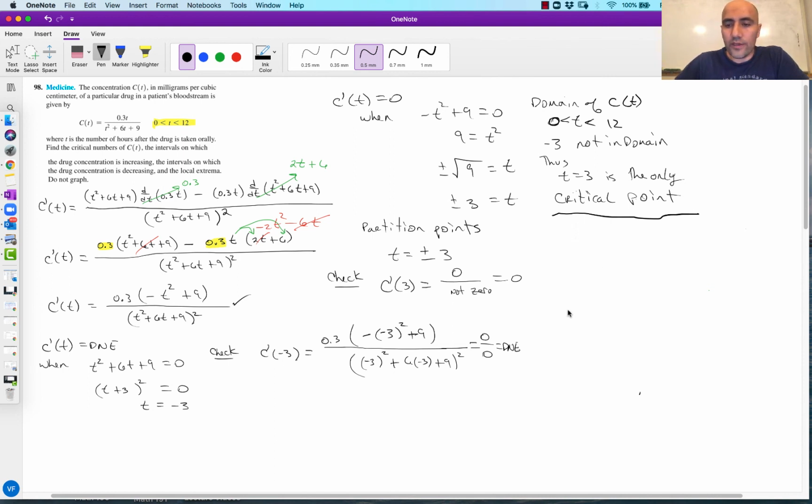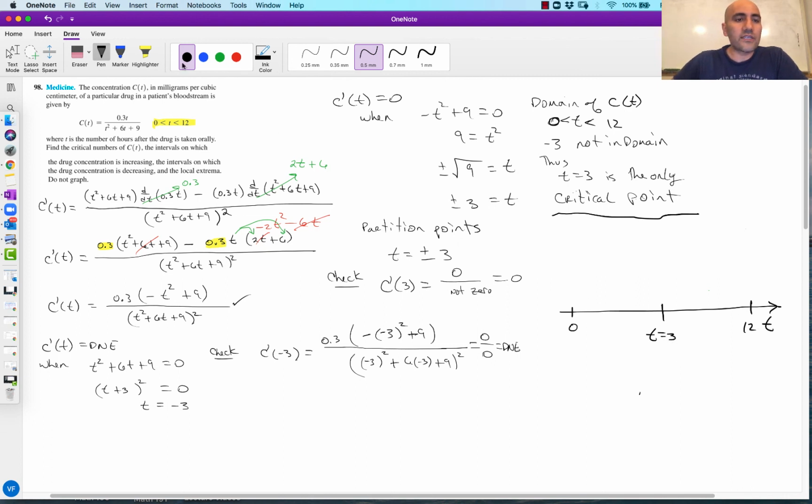So let's come over here and think about a sign chart. We know that 3 is important, so this is going to be the t-axis, and we're interested in t equals 3, that's our critical point. We want to go to the left of t and to the right of t, keeping in mind that t is only valid between 0 and 12. So let's go from 0 there to 12 there. I know that's not to scale, but that's okay.